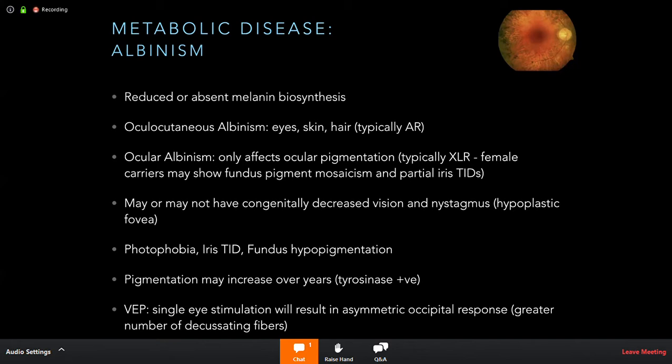In patients who do have some tyrosinase function, tyrosinase positive patients, the pigmentation may increase over time. And on the VEP, one thing to know is that single eye stimulation will result in an asymmetric occipital response. There's a greater number of fibers that decussate in patients with albinism as compared to those who do not.